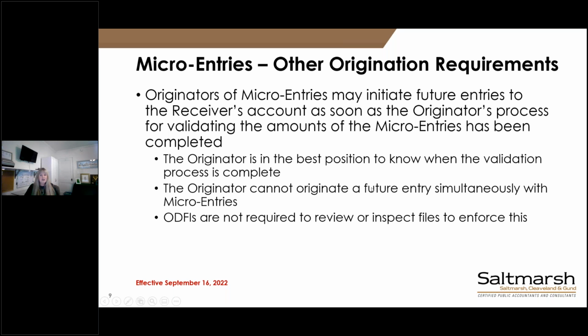The originator cannot originate future entries simultaneously with the micro-entries. That totally should not be happening, because obviously if you're using micro-entries to validate an account, that has to be done before you can send the future entry. So you definitely cannot send them at the same time. And then ODFIs are not required to review or inspect files to enforce this. This rule is not putting the burden on the ODFIs to review and inspect the files, but as an auditor, y'all as ODFIs are still responsible for your originators' compliance with the rules. So you definitely want to make sure your originators are informed of the rule and know what the rule requires.